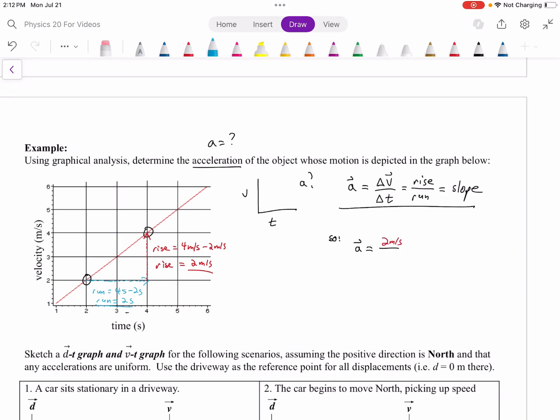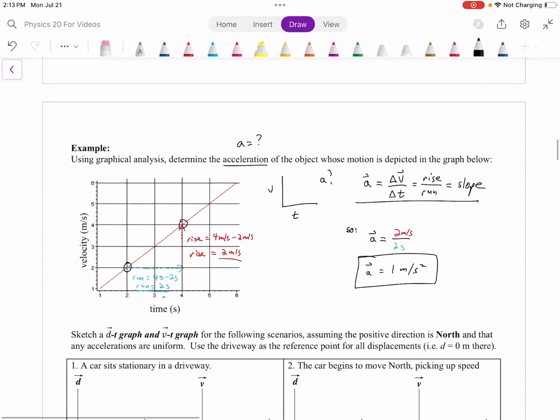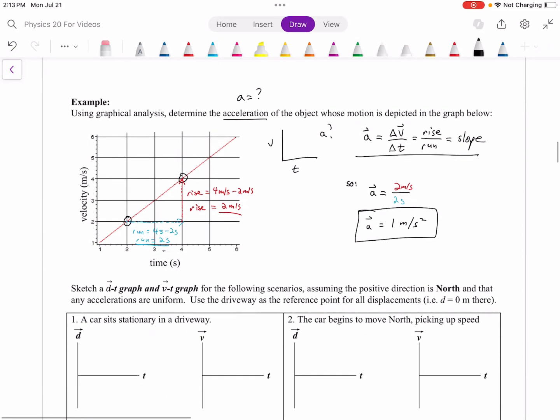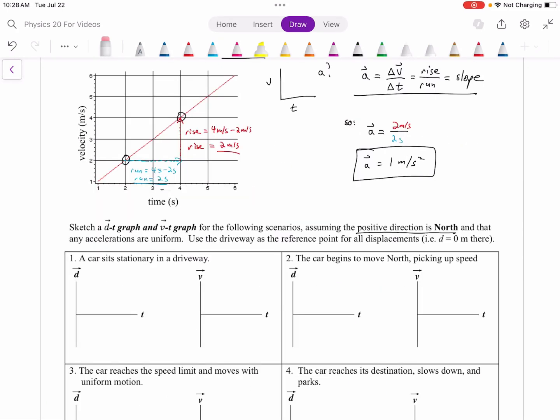When it ran, 2 seconds, and so we get that our acceleration is going to be positive 1 meters per second each second, or positive 1 meter per second squared. They didn't specify a direction on the y-axis here, so the best we can do is just have the right sign, right? We can just say it's in the positive direction. And there we go. We just used graphical analysis to determine the acceleration of this object.